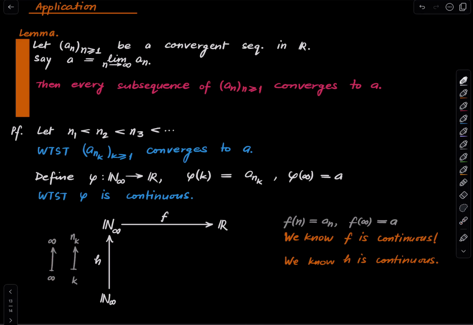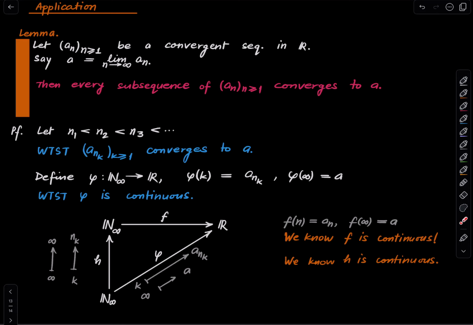And lastly, what is this composite? We claim that this composite is phi, and this is not much of a claim because what is phi of k? Phi of k is just first you compute h of k and then apply f to that. H of k is n_k and f of n_k is a_{n_k}. So what does it take k to? k goes to a_{n_k}. And what does infinity go to? Infinity goes to infinity and infinity goes to A. So infinity goes to A. And this is precisely the map phi.